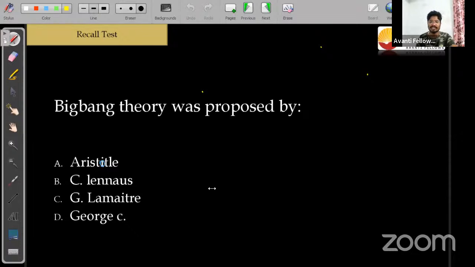Option B chosen by 25% people. Okay. Well, Big Bang Theory was proposed by G. Lemaitre. G for George Lemaitre. Okay. Carolus Linnaeus, Aristotle are a different person. Aristotle is the father of zoology and father of biology also, we can say.